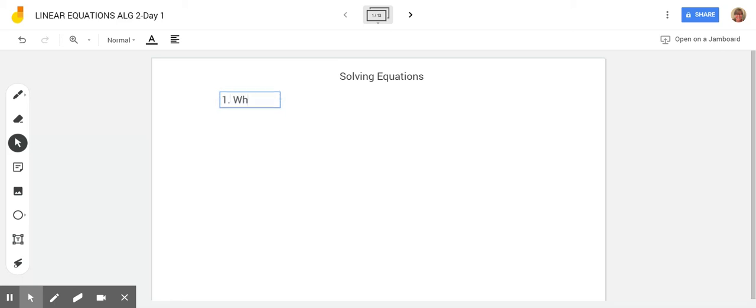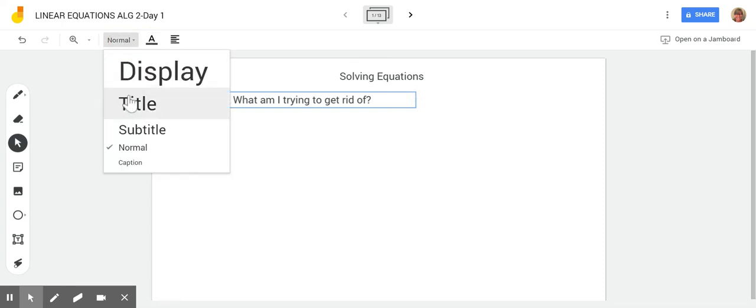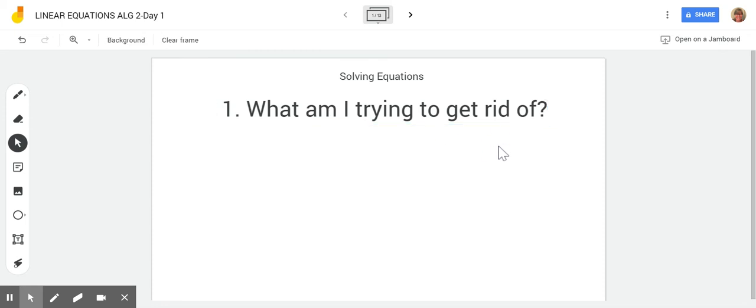Okay, the first question you're going to ask is, what am I trying to get rid of? Okay, what this means is when you're looking at an equation, you're always trying to get rid of the numbers that are stuck to the variable. Otherwise, you're really not solving anything, right? It has to be that way. I want to see if I can get them bigger. Yeah, there we go. What am I trying to get rid of? That's the first question, okay?